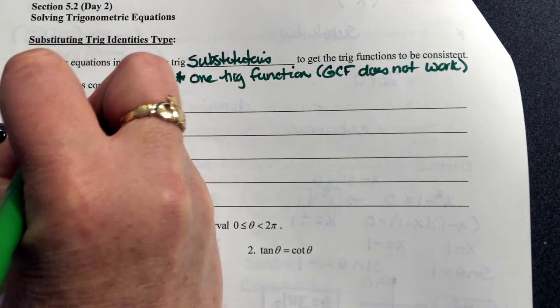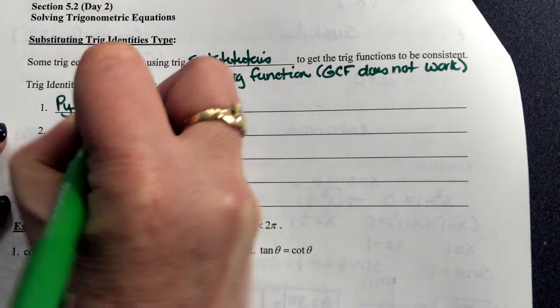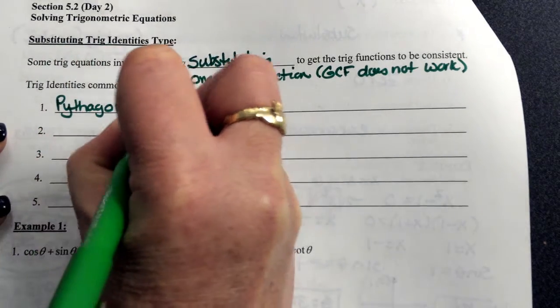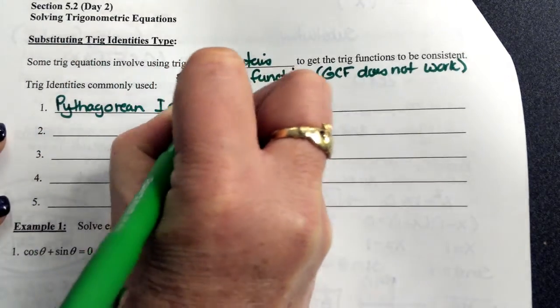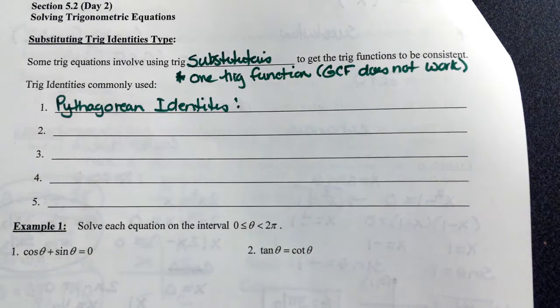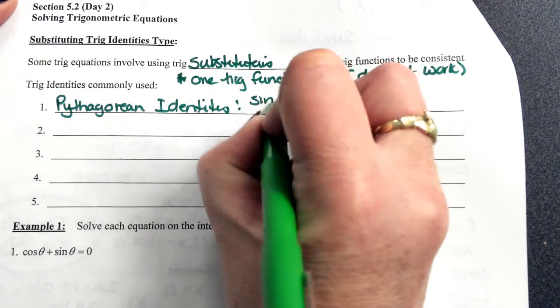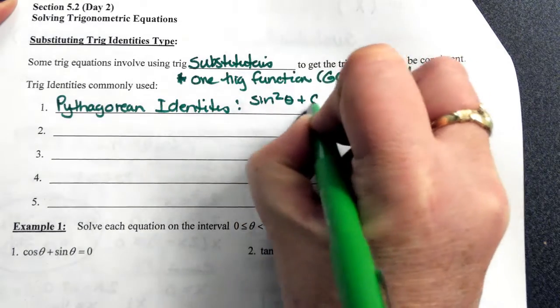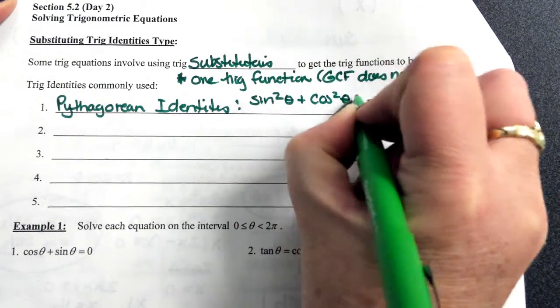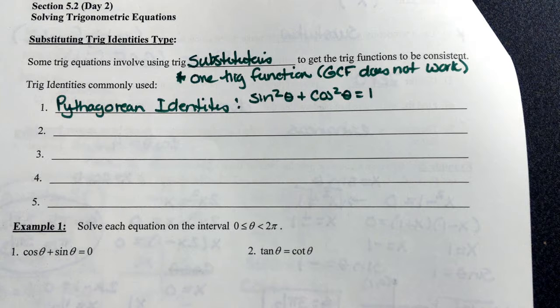Pythagorean identities, which is on your blue sheet. So if you remember your Pythagorean identities, sine squared plus cosine squared equals 1. And remember, you can algebraically solve this for sine squared by subtracting cosine squared.